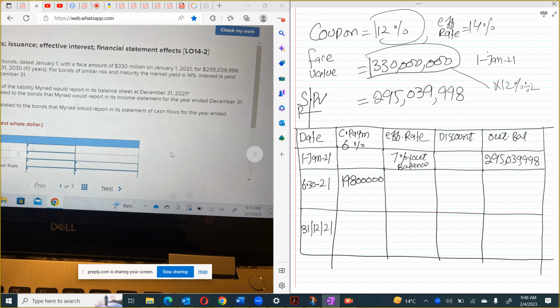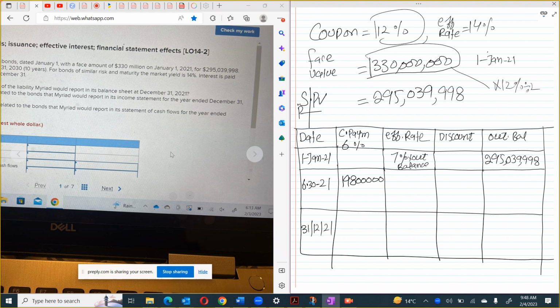So you need the interest. How will you write this entry? I will show you. You will debit the interest expense. You will credit the cash interest, which is 14,800, and you will take the difference. That difference will be credited as a discount.